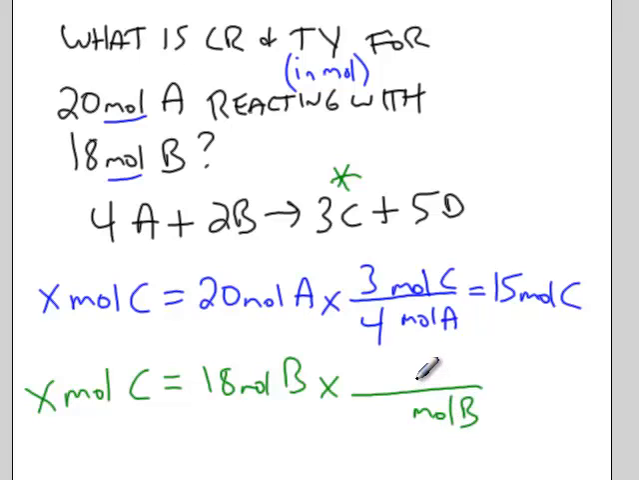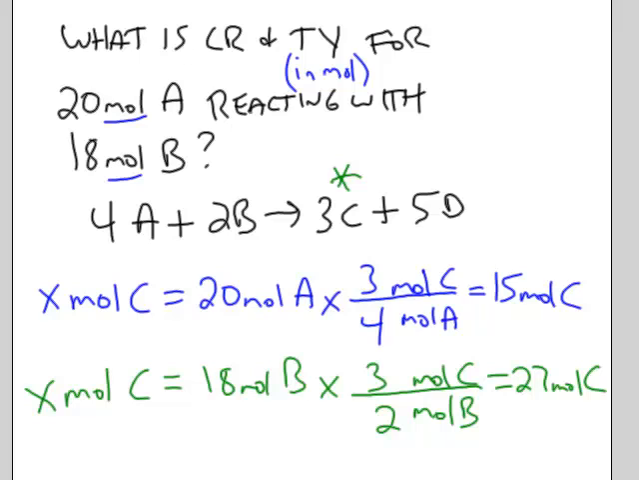Turn moles of B into moles of C. Mole to mole ratio, 2 moles of B produce 3 moles of C. So this is going to give me an answer of 27 moles of C.